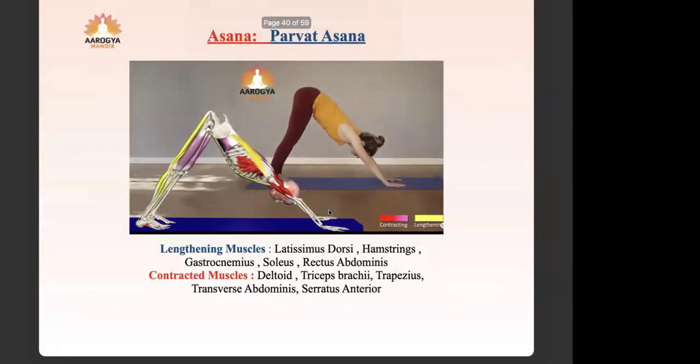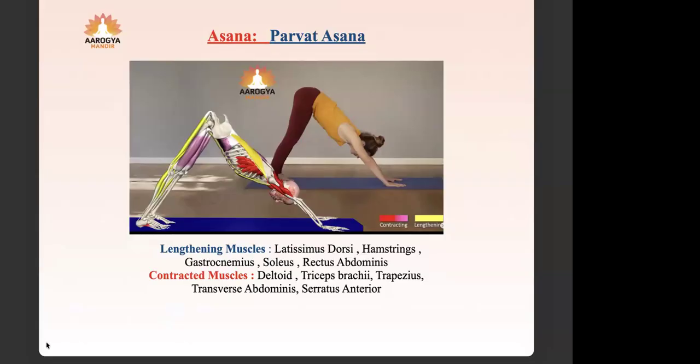Now coming to the most important posture, most of the people make mistakes over here. They are not able to understand where they should keep their focus. Now in today's session, let us learn where exactly the focus should be while you are doing Parvatasana, also called Adho Mukha Svanasana, also called mountain pose.